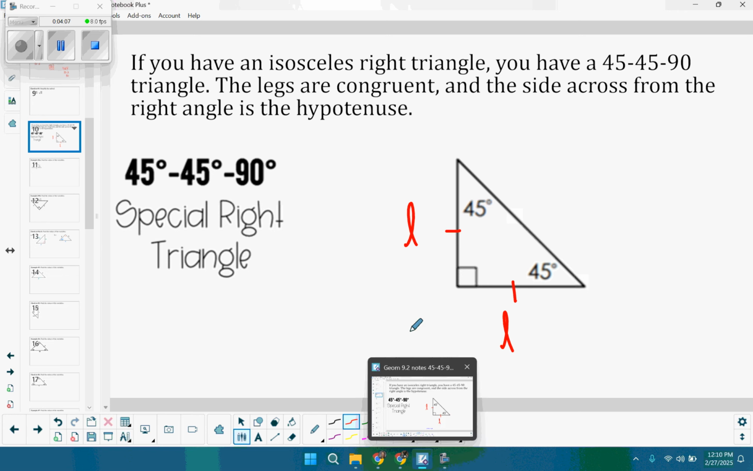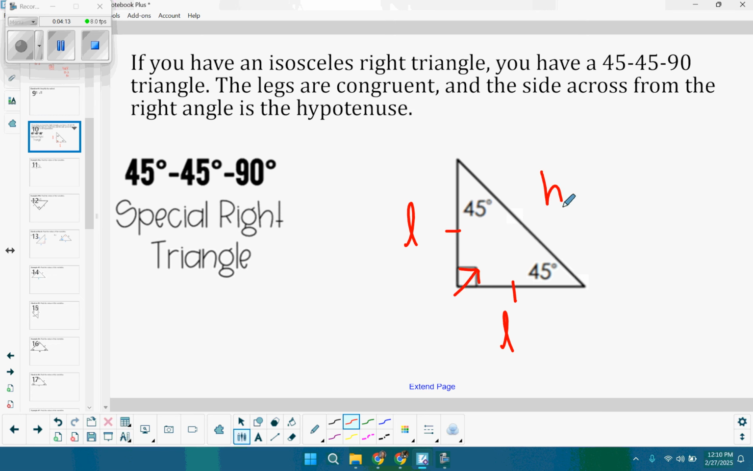I'm going to label them with L's. The side across from the right angle is the hypotenuse, so I'm going to label that with an H. And we're going to have a formula. First of all, we already know that the two L's are equal. So if we want to write that down, we can.